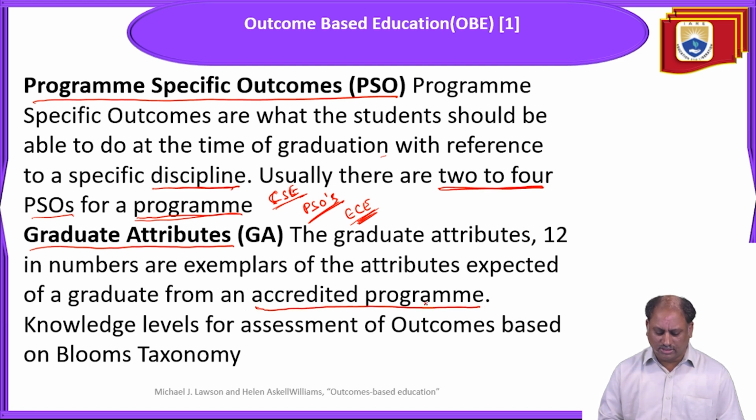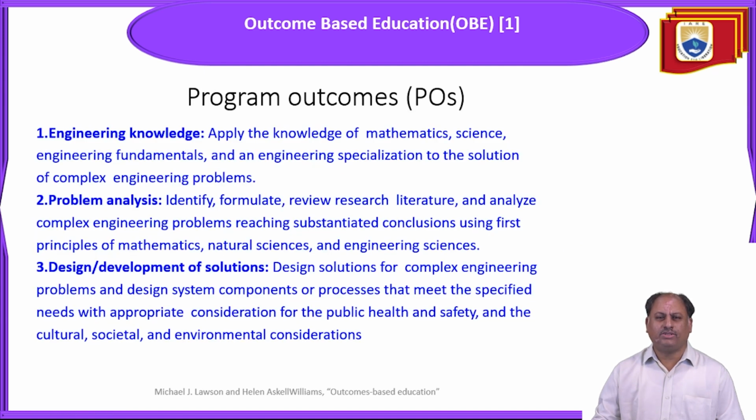We have 12 of them, and these are to be verified for each course, and the levels are also mentioned. These assessment outcomes are based mainly on Bloom's taxonomy levels. So as we said in the previous slide, there are 12 POs, and the 12 are numbered as these program outcomes.